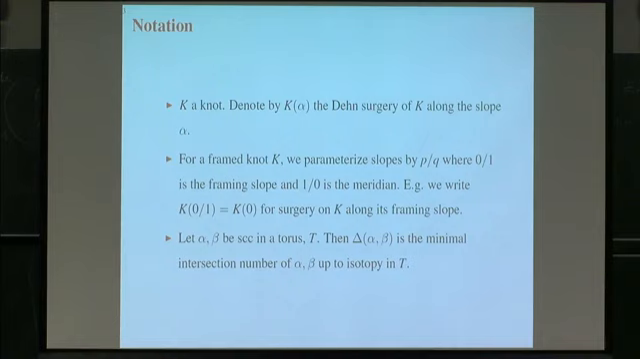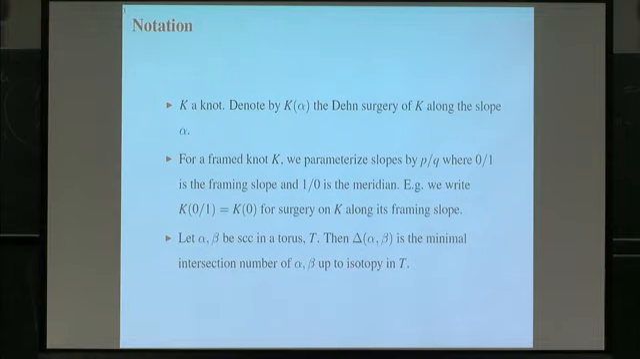And in our case, the ambient manifold is always going to be a genus G handlebody, so I'm not specifying that. For a framed knot, we can parameterize the slopes. The slopes are just unoriented isotopy classes of curves on the boundary of a knot exterior, and you can parameterize the slopes by p/q if you have a framing of the knot. So 0/1 means the framing slope, and 1/0 is the meridian. For example, K(0) means that we're doing the Dehn surgery along the framing curve for a knot in the handlebody.